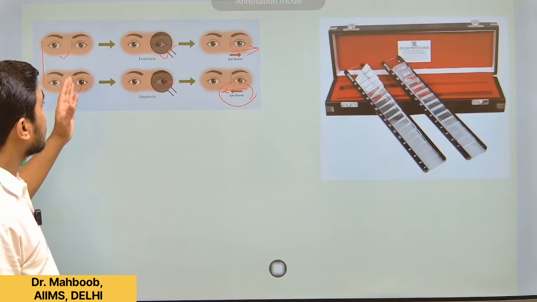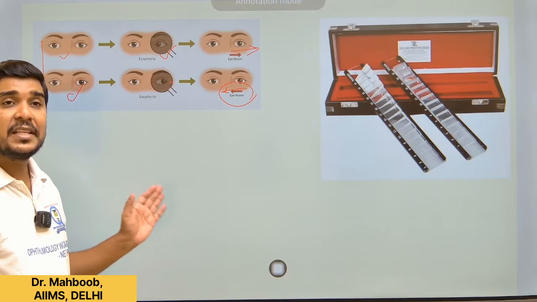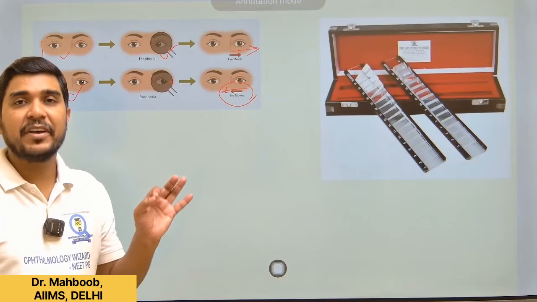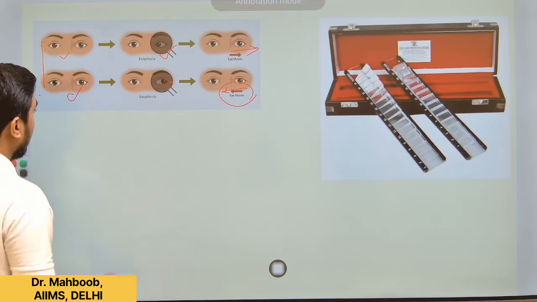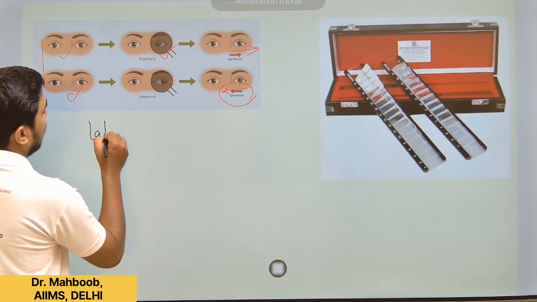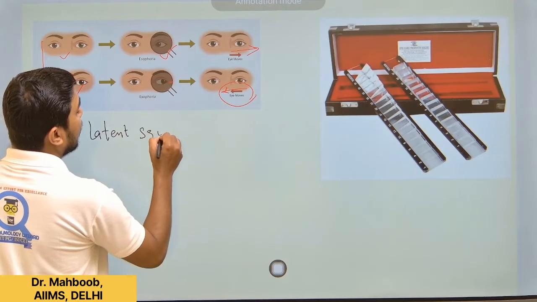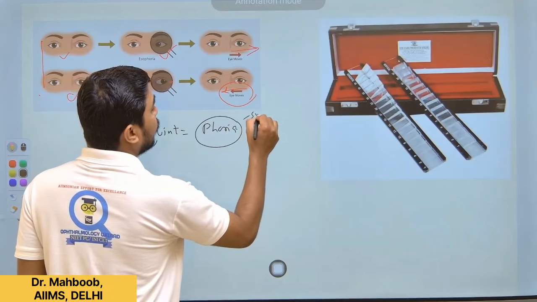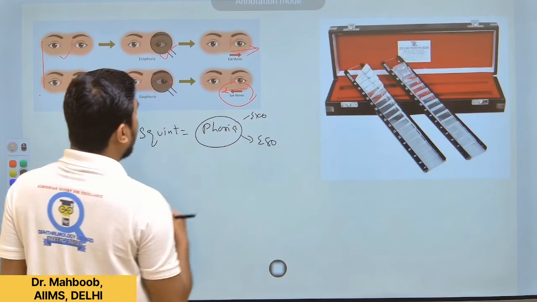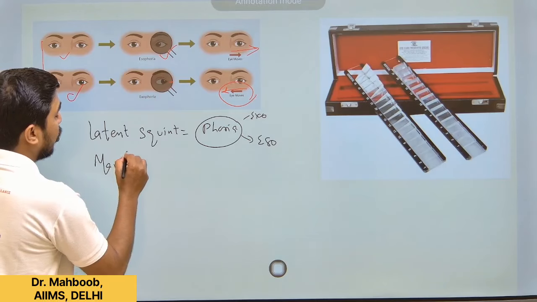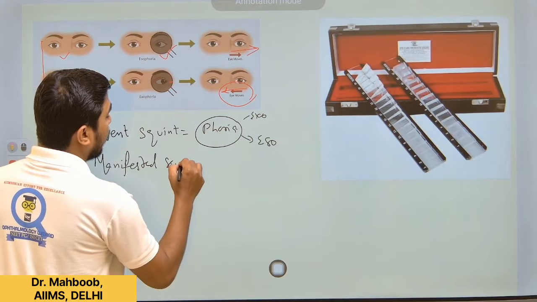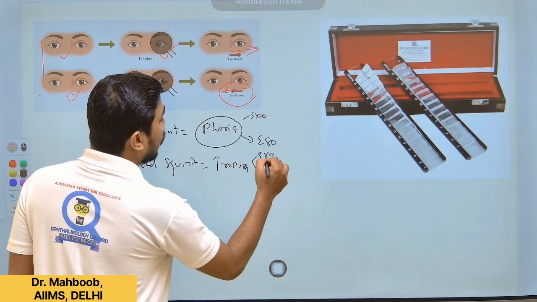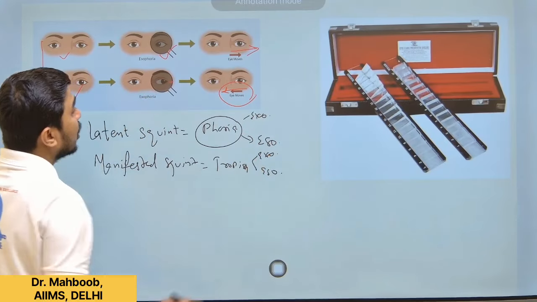Okay, that means it is not manifested squint. It is latent squint, and latent squint is phoria. Manifested squint is tropia. Latent squint we call phoria. It can be exophoria or it can be esophoria. And manifested squint we call tropia. It can be exotropia or esotropia. Understood?